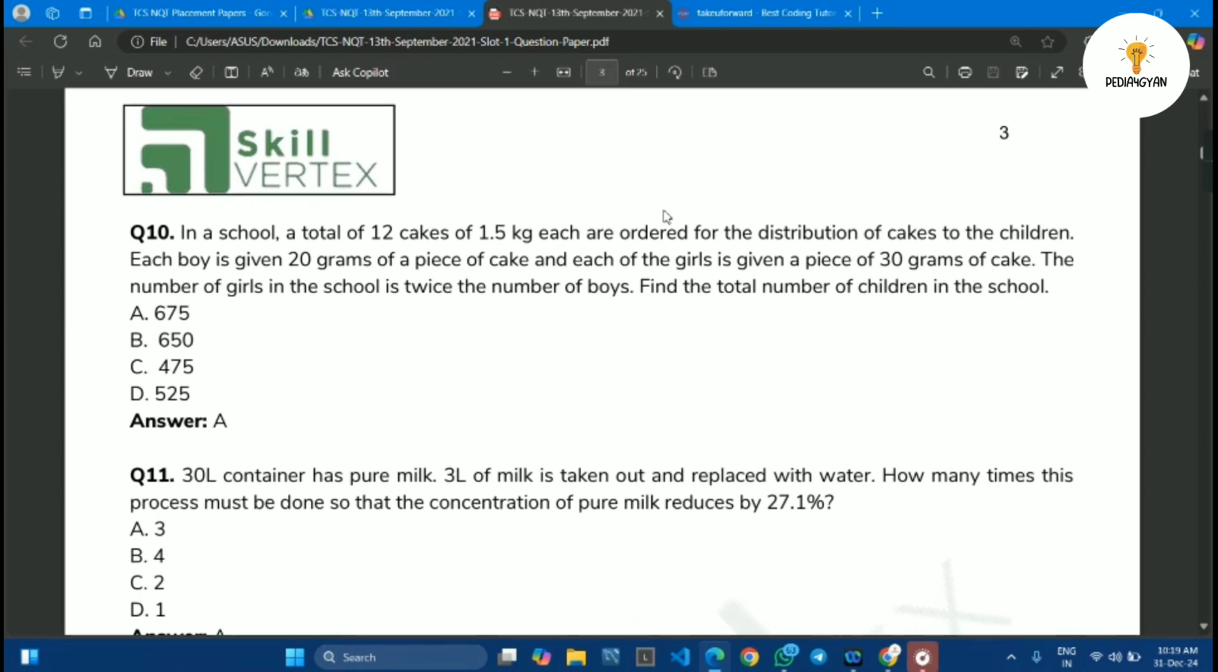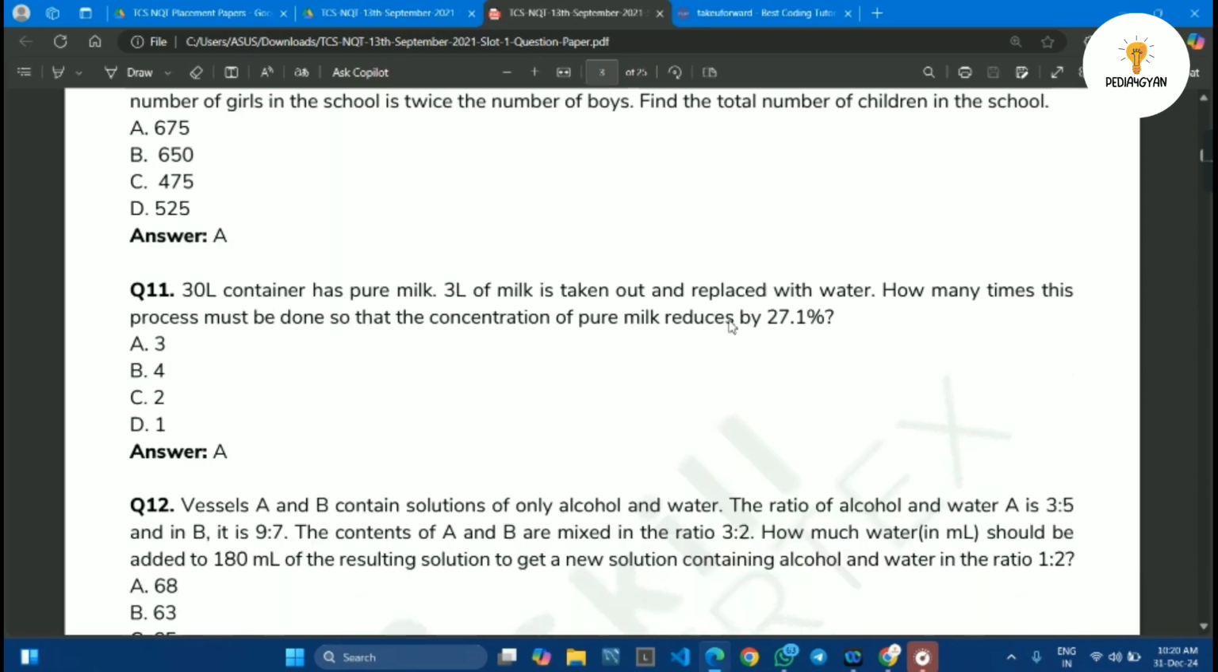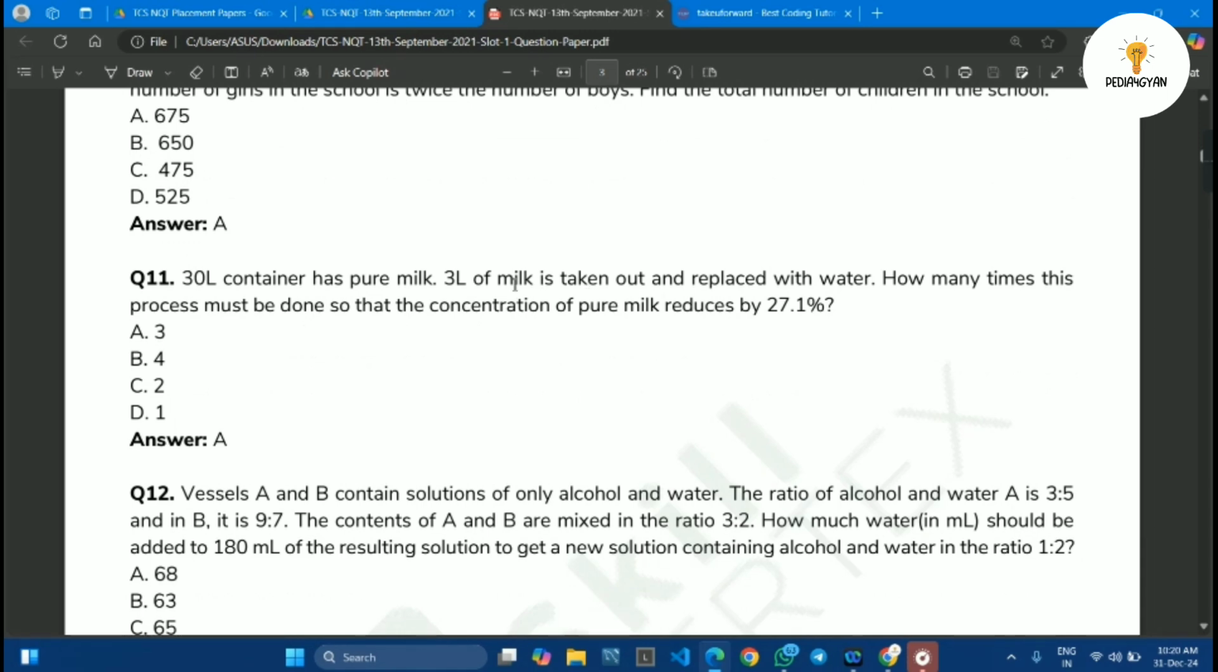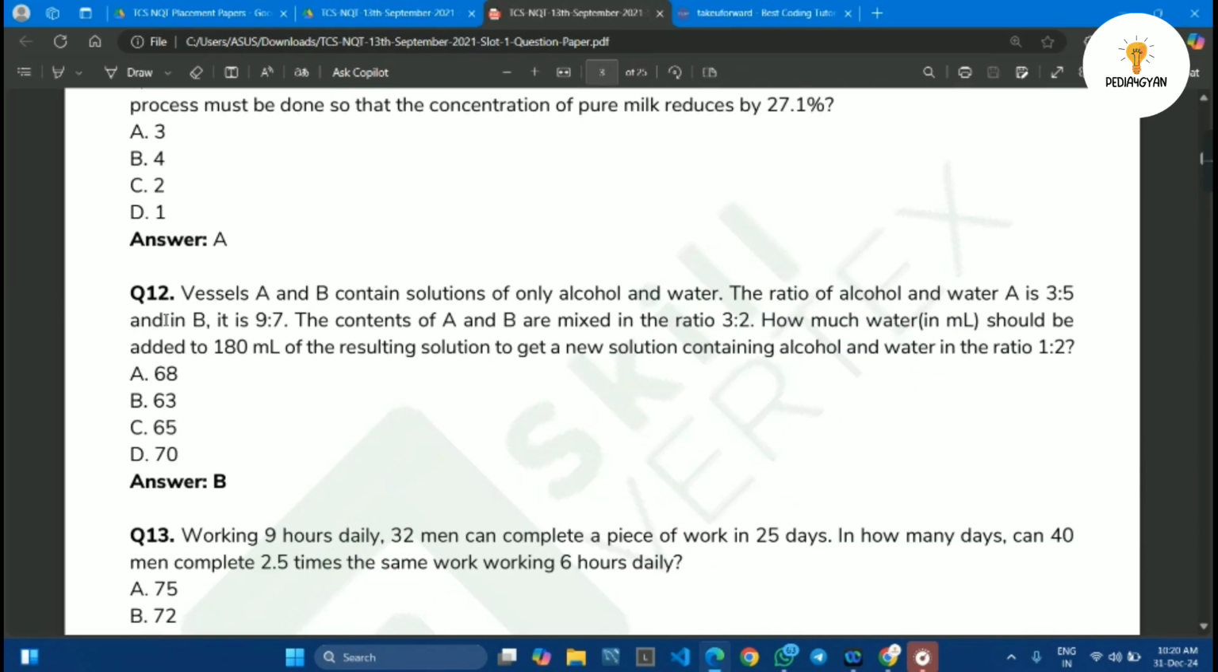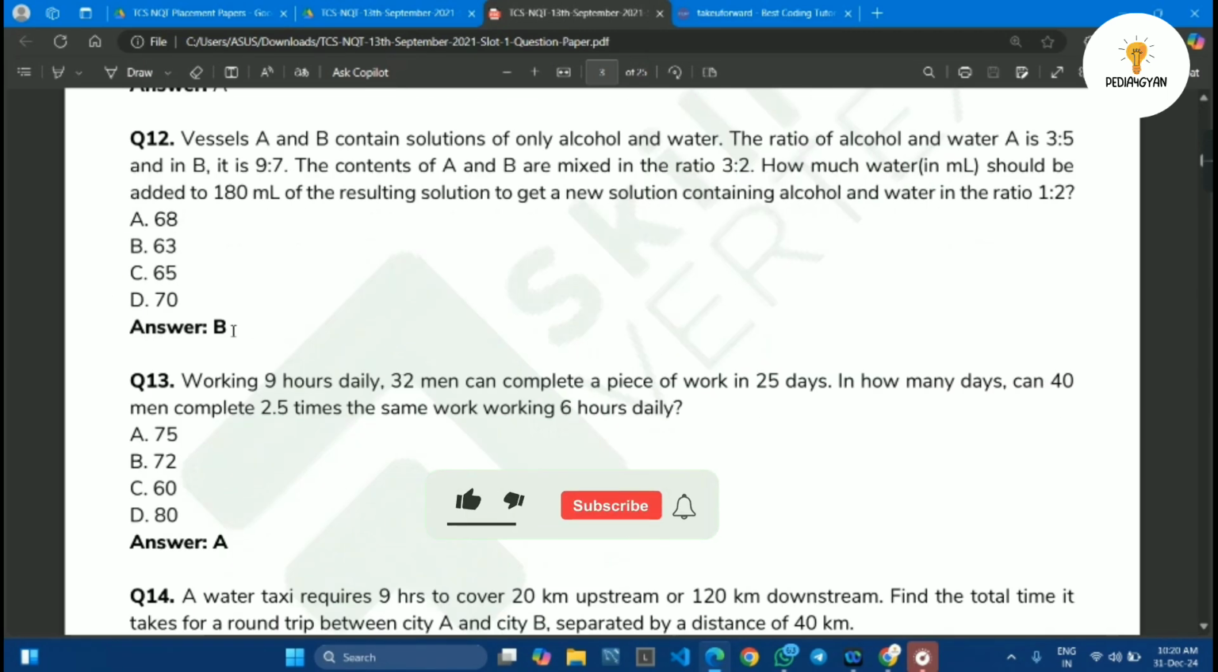This is a question like, in a school a total of 12 cakes of 1.5 kg are ordered for distribution to the children. Each boy is given a 20 gram piece of cake. Each girl is given a 30 gram piece of cake. The number of girls is twice the number of boys, and we find the total number of children. This is a ratio and proportion question. This is also, I think, a percentage question. Question 12 is a ratio and proportion question.